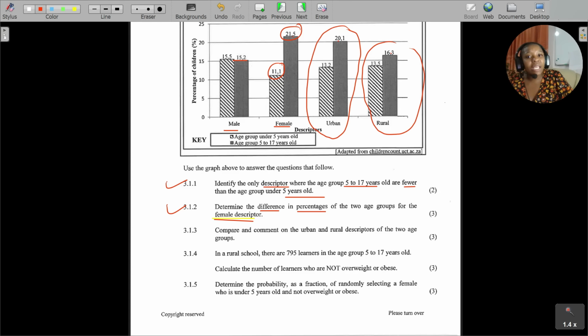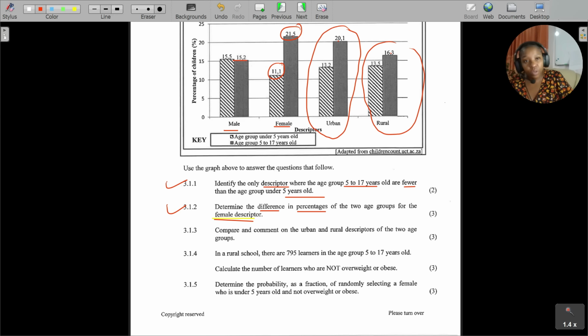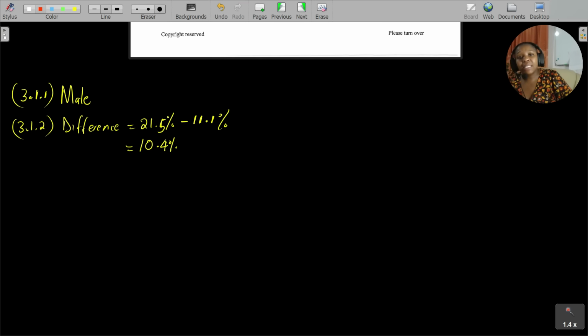But what we are noticing is that for children of the age group of 5 years to 17 years old, in the urban areas we've got a higher percentage of children that are overweight and obese as compared to in the rural areas. So they just want you to basically state that.